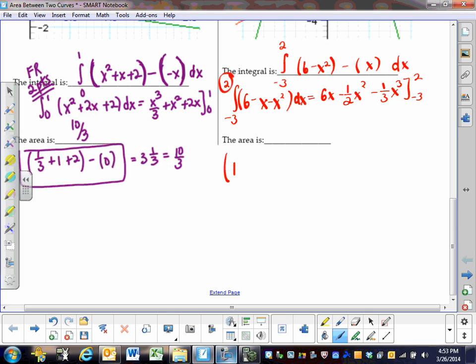I get 6 times 2 is 12 minus half of 4 minus 1/3 of 8 minus negative 18 minus half of 9 minus 1/3 of negative 27. At least I caught it eventually, right? Okay, so then I would have 12 minus 2, which would be 10 minus 8/3.